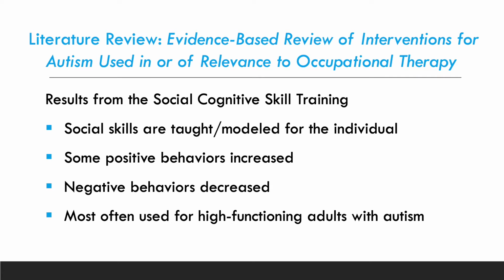Social cognitive skill training, which will be used for the rest of this presentation, occurs when social skills are taught or modeled for the individual. In this case, some positive behaviors increased and negative behaviors decreased. This is most commonly used for high-functioning adults with autism.